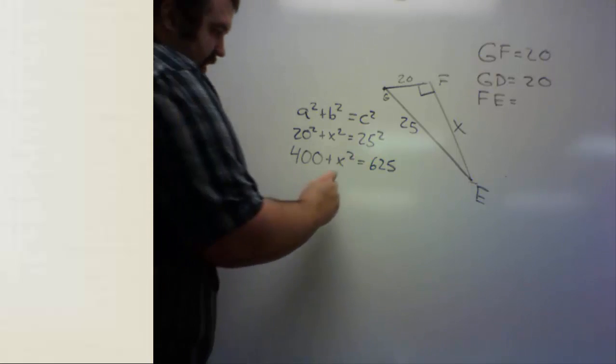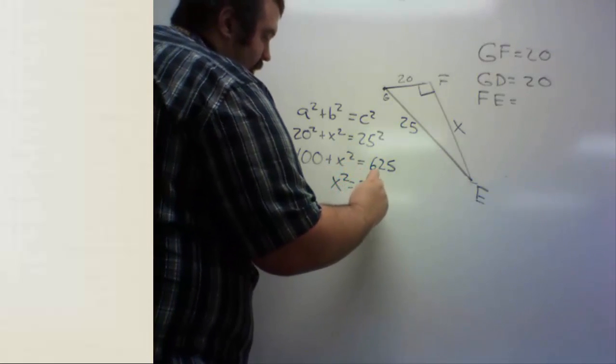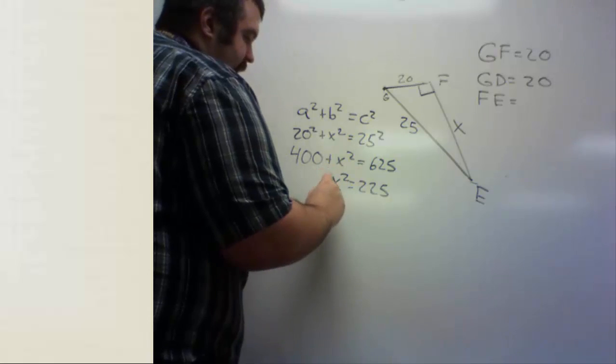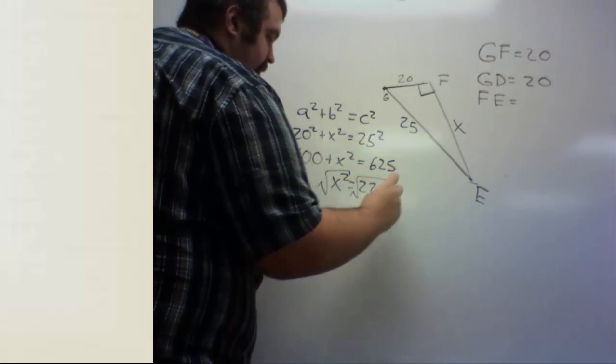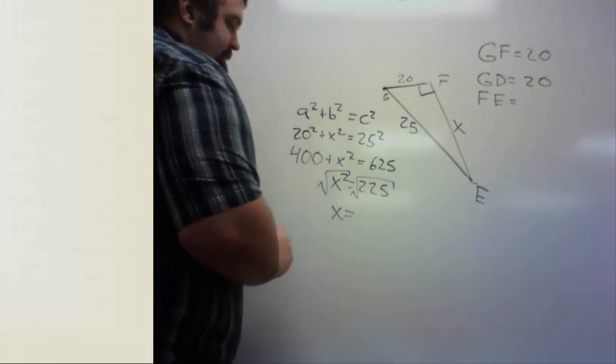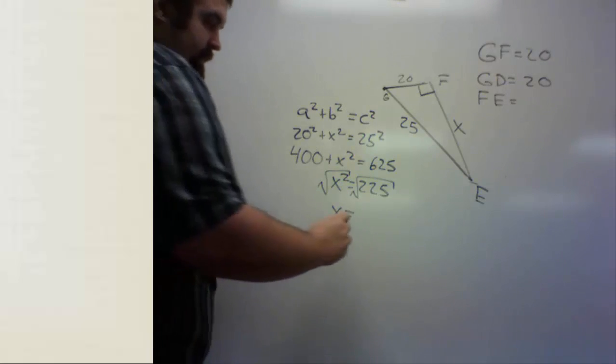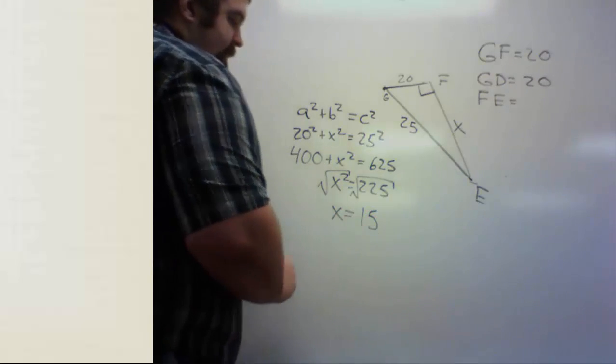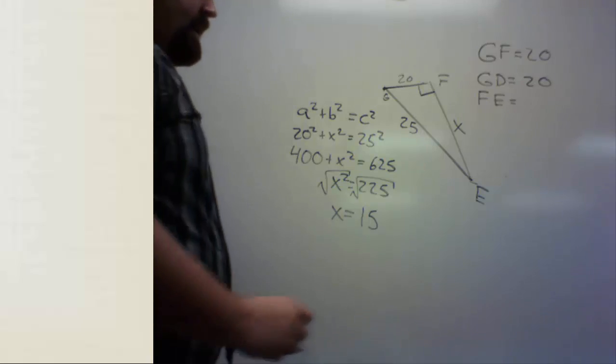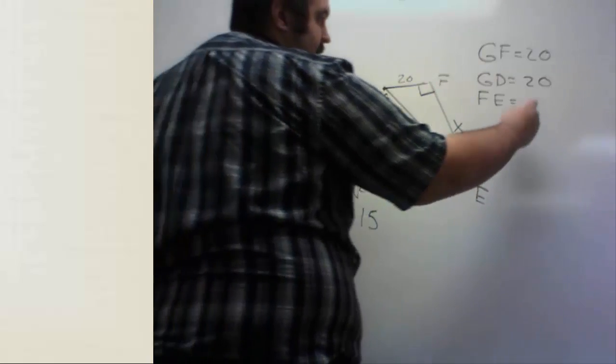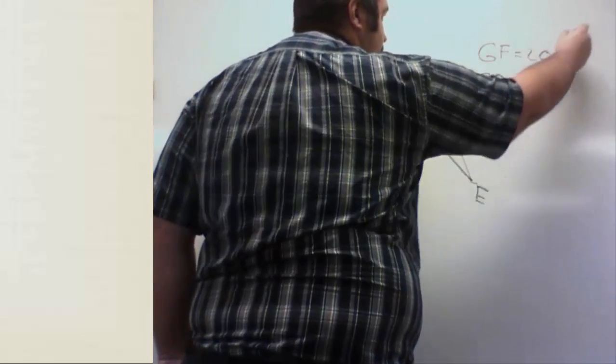Subtract 400 from both sides. You should get 225. And when you take the square root, you should get x to be 15. However, I'm not looking for x. I was looking for the length of segment FE, 15.